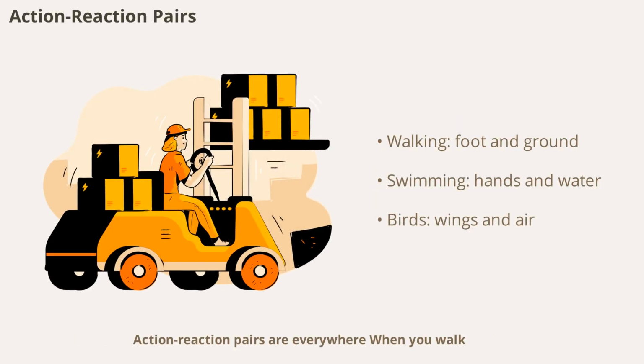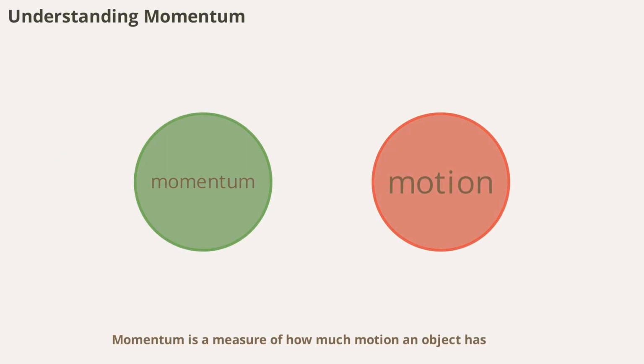Action-reaction pairs are everywhere. When you walk, your foot pushes backward on the ground and the ground pushes you forward. In swimming, your hands push water backward, propelling you ahead. Even birds flying use their wings to push air down and the air pushes them up. These pairs of forces are always equal in magnitude and opposite in direction, illustrating Newton's third law in action in our daily lives.